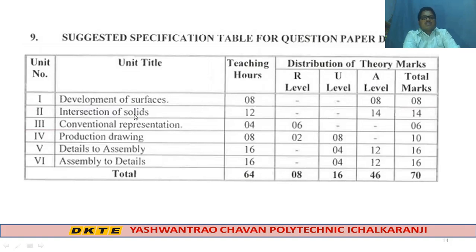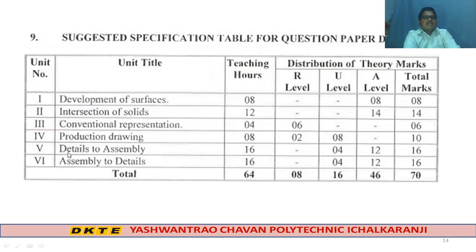Second chapter is of intersection of solids, and this is having 14 marks, and on this chapter they will ask you for 14 marks for analysis type only. Third chapter, conventional representation, this is having 6 marks, and all these 6 marks are asked for the remember type of questions. Next unit is the production drawing. This chapter is for 10 marks. On that, 2 marks for remember level and 8 marks for understanding level.